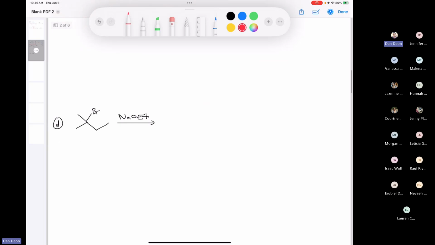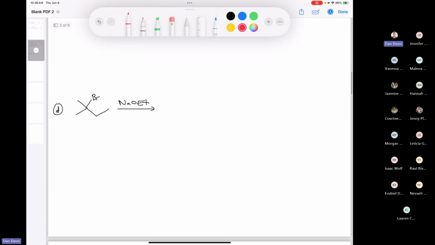Next one is, this is again question 7.75. This is 7.75D. Here we have a tertiary alkyl halide, and then we have sodium ethoxide. Ethoxide is a strong base and a strong nucleophile. Well, we aren't going to get any nucleophilic attack on a tertiary alkyl halide, so we're only going to get E2 in this case. And we have two types of E2 protons. We have these ones here, and we have these ones here.